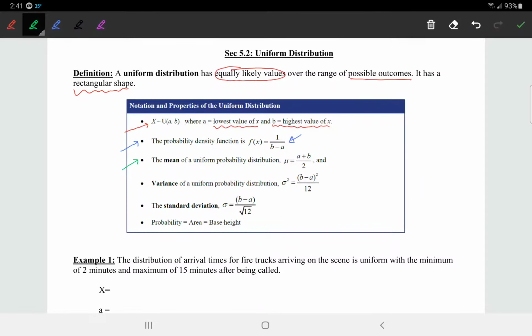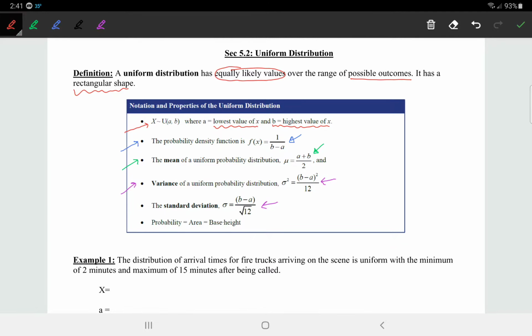The mean is also very easily calculated. Mu, the mean, will be equal to A plus B over 2. The variance is also a quick calculation. Sigma squared will be equal to (B minus A) squared divided by 12. And if you want the standard deviation, then you just have to take the square root of that.